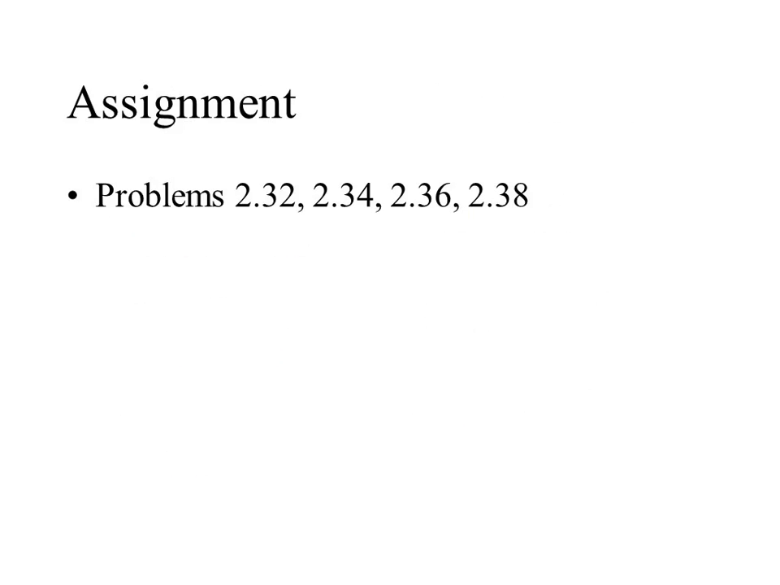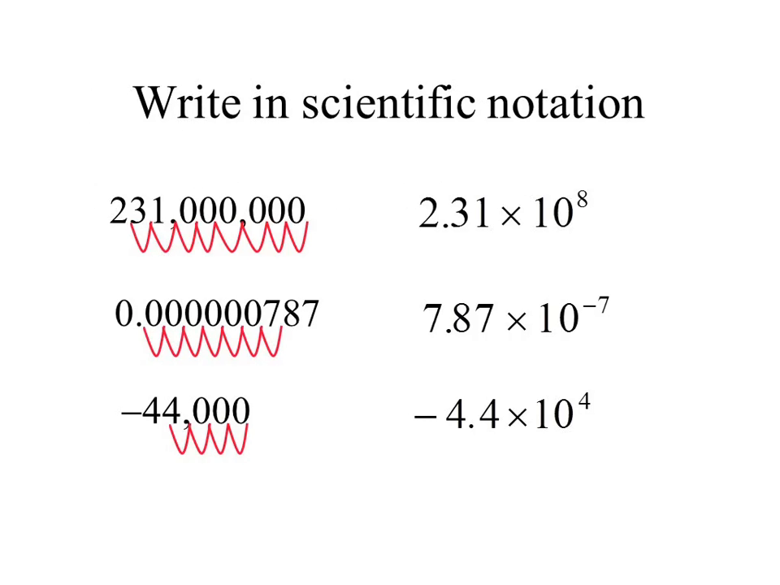If you're like me, you have to physically move the decimal over. That last one's confusing me. For something that's negative, you make sure that the negative tags along with the coefficient. It'd be negative 4.4. Yeah, that third one is a good one. The negative tags along.